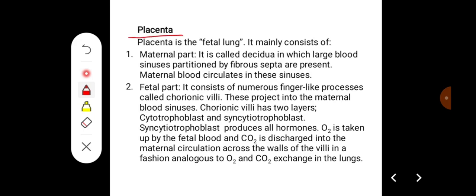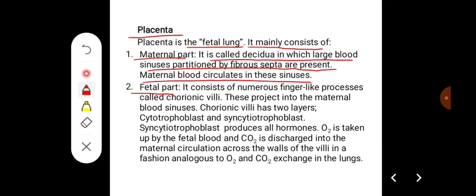Coming to placenta. Placenta is also called as fetal lung. It mainly consists of maternal part and fetal part. Maternal part is called as decidua, in which large blood vessel sinuses partitioned by fibrous septa are present. Maternal blood circulates in these sinuses.